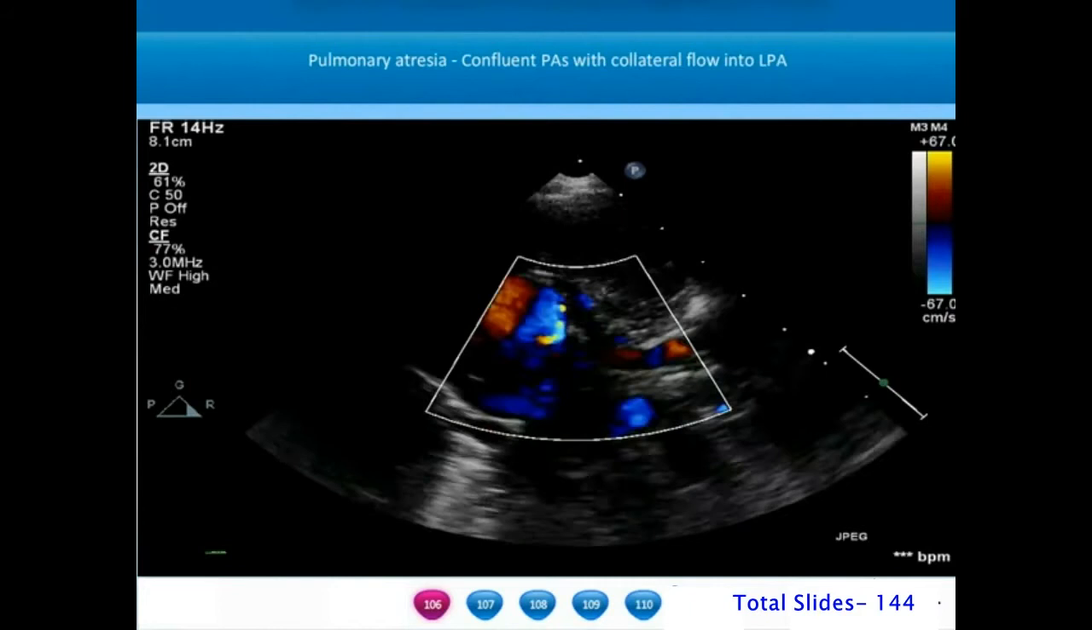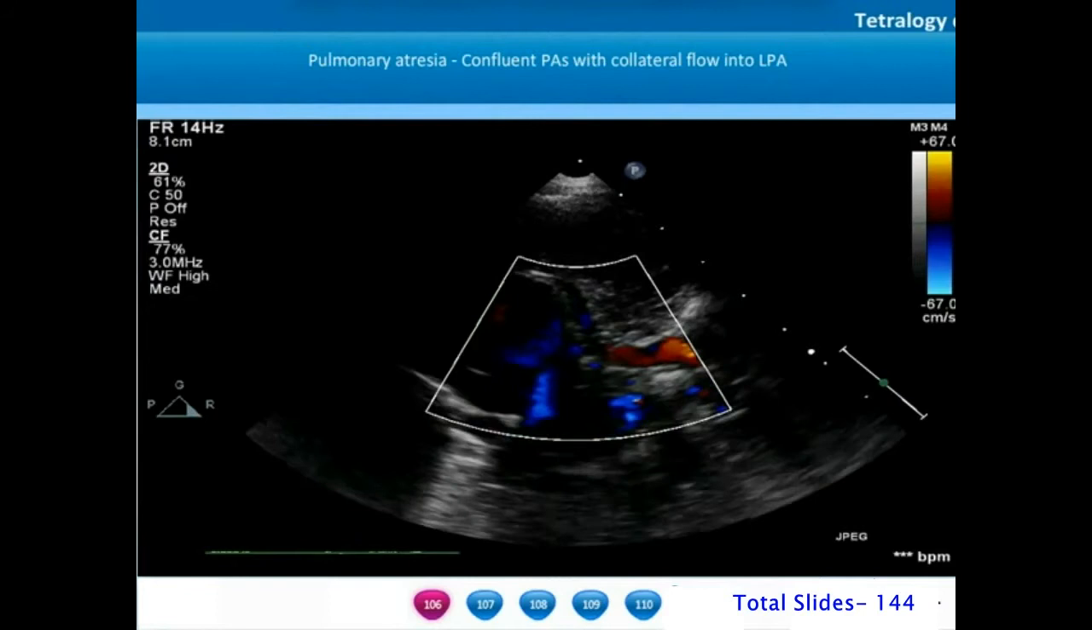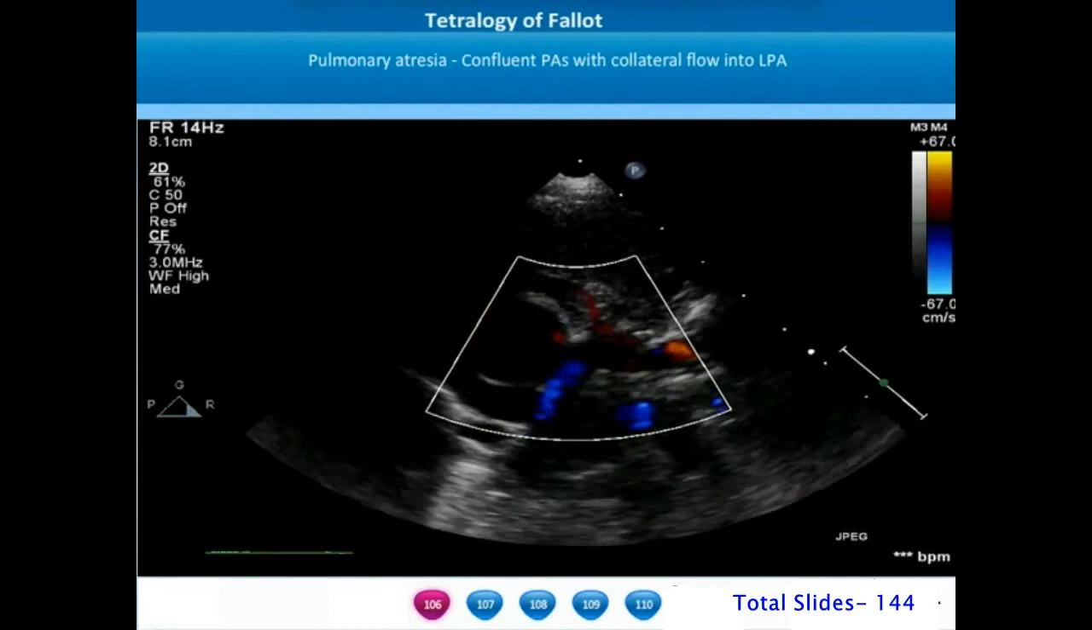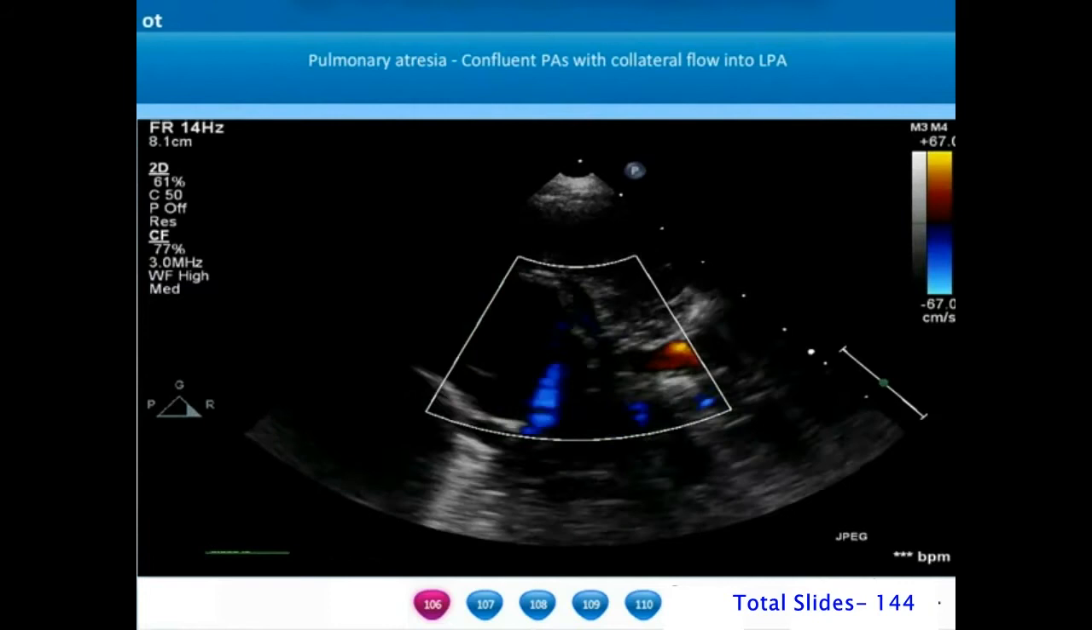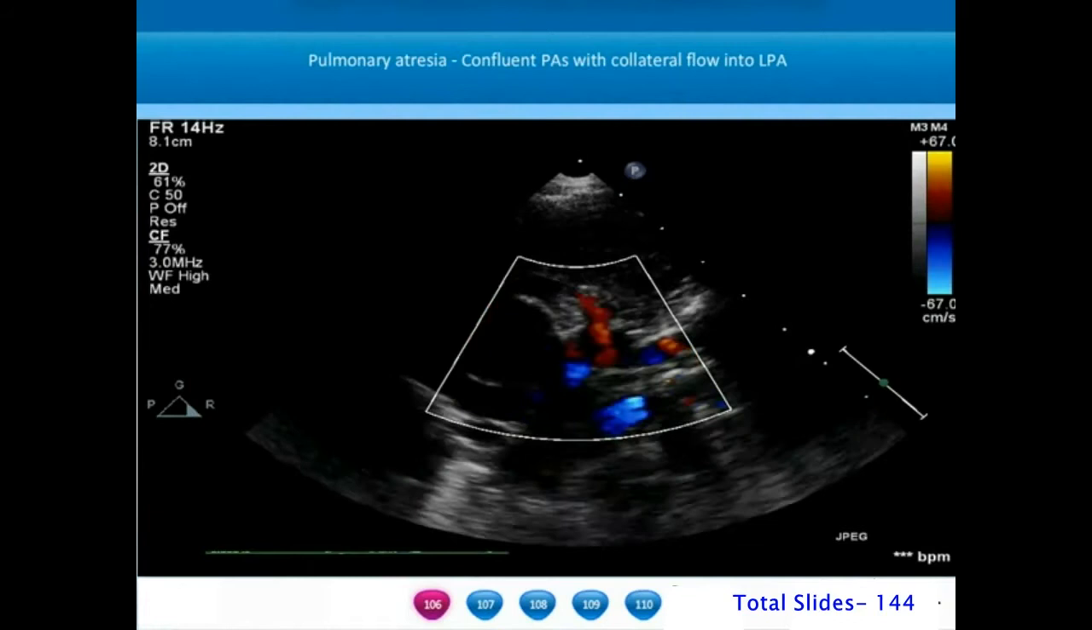This will indicate the presence of a large aortic collateral towards the left lung that feeds back into the central mediastinal pulmonary arteries. Identification of this color flow pattern will give a clue about the presence of large aortic collaterals to the left lung.